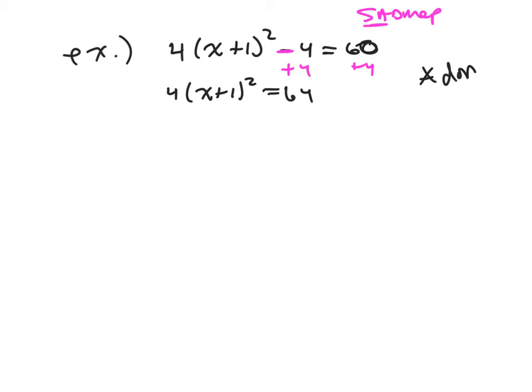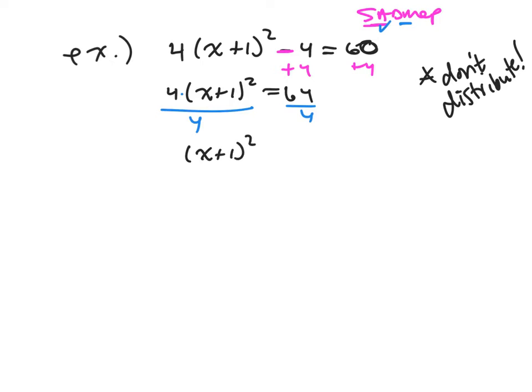I'm going to write a note here. Do not distribute. We're going to deal with that in our divide or multiply. Right? So I'm going to divide by 4 because that's timesing 4. I don't want to throw in that 4 because of order of operations. I would actually have to square everything first, and I definitely don't want to do that.